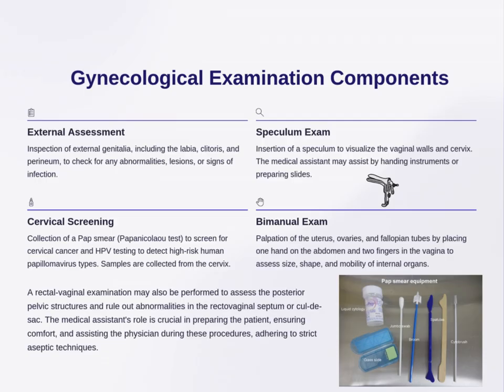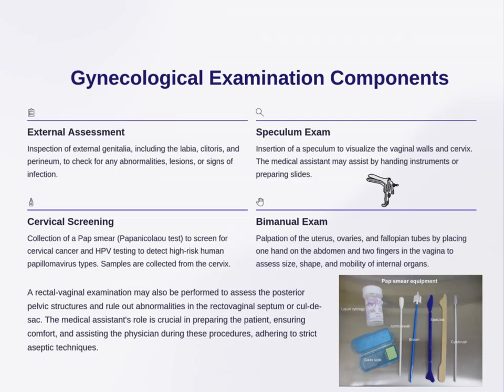Okay, so some of the components of a gynecological exam. When a patient comes in for an OBGYN exam, the provider will typically do an external assessment of the external genitalia and the vulvar area, looking for any lesions or signs of infection. They will also do an internal exam, a speculum exam. A speculum is used to visualize the walls of the vagina and the cervix. Depending on the age of the patient, or if they need one, they may also collect for a pap smear or a pap test, to screen for cervical cancer and HPV.